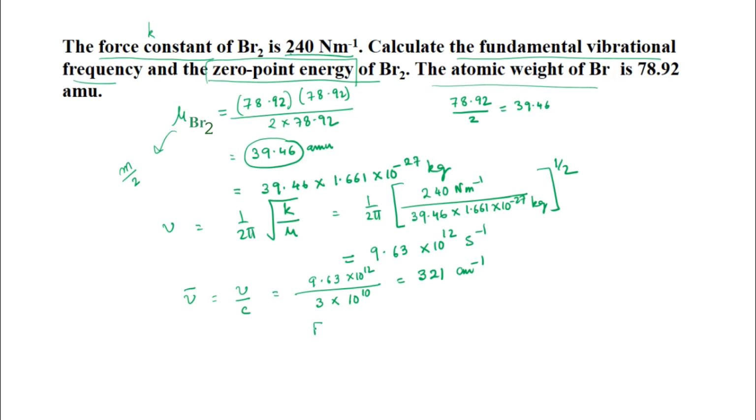So, the zero point energy, that is E0, is given by half h nu. So, we can write this as 6.626 times 10 to the power minus 34, that is the value of h, then 9.63 times 10 to the power 12 divided by 2. If we do this, the answer we get is 3.19 times 10 to the power minus 21 joules.